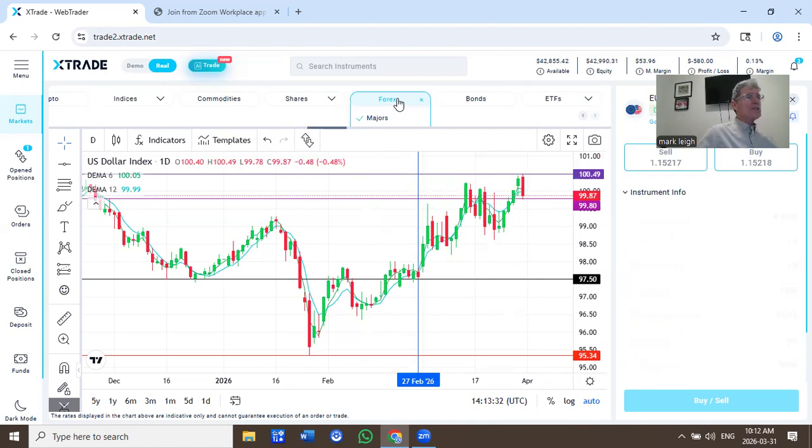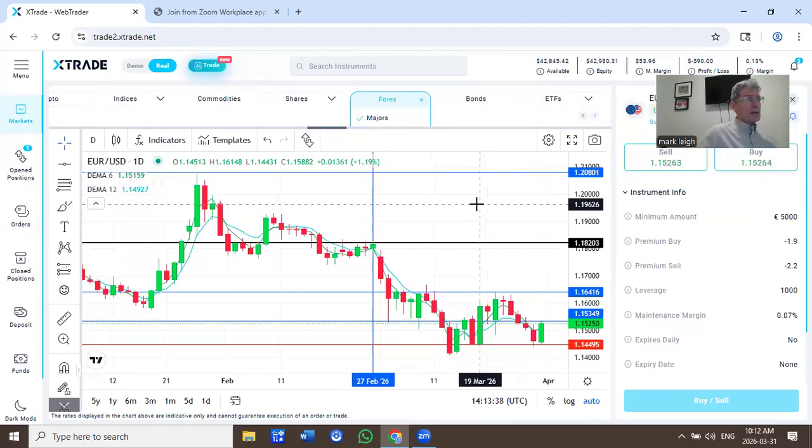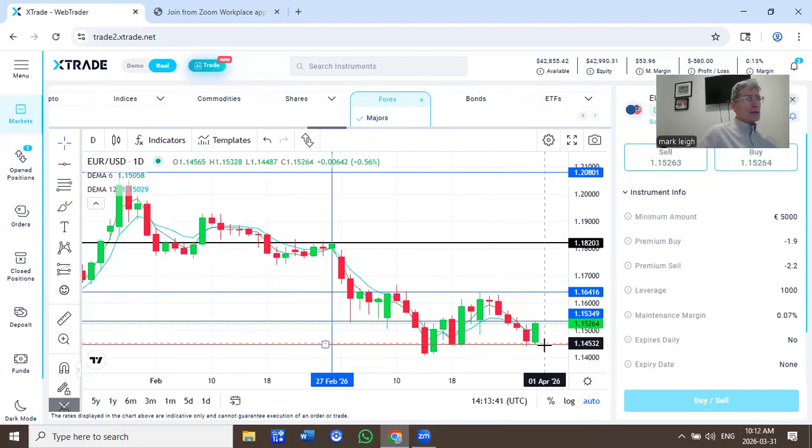Let's have a look at the majors, starting on the Euro US. And there you see a solid green candlestick. I've got support at 114.49. I've got resistance at 115.39. That's almost a 90 pip move already, and a strong move to the upside. Buying euro, selling US dollar. So US dollar weakness, like we saw on the index, certainly following through and can be seen on the Euro US pair as well.